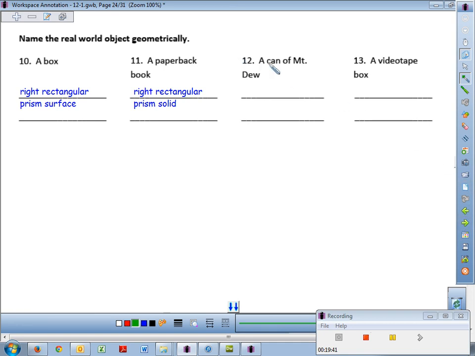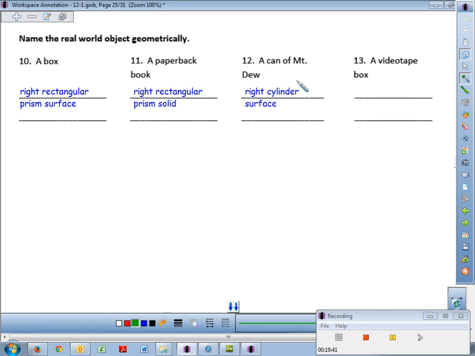Can of Mountain Dew. The shape of the base is mostly a circle, so this is like a cylinder. It's not a perfect cylinder because of the little thing to put your lips on and all that other stuff, but it's most like a cylinder, so it's a right cylinder. And then the question is, is it a solid or a surface? Well, the can is made of aluminum, and even though it could be full of Mountain Dew, the whole idea is you get the Mountain Dew out of it, so this is a surface. It's a right cylinder surface.